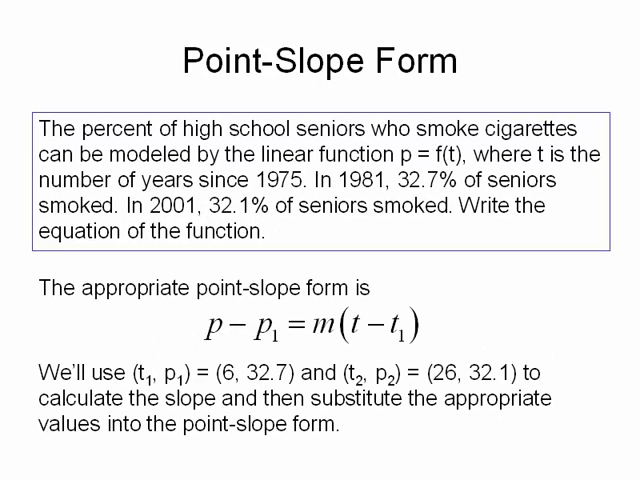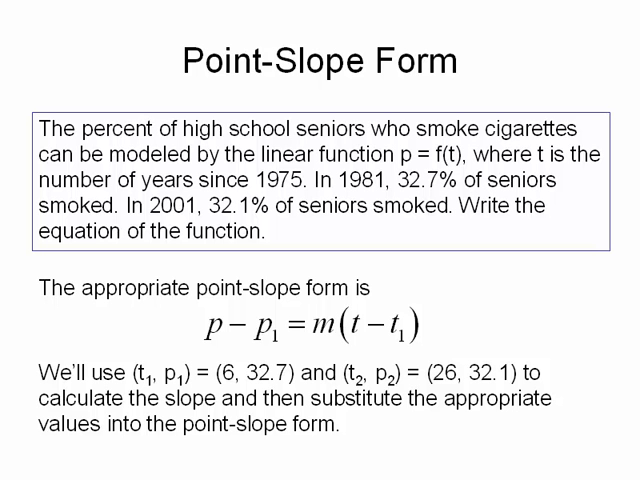Let's go ahead and try the point-slope form on an applied problem. The percent of high school seniors who smoke cigarettes can be modeled by the linear function p equals f of t, where t is the number of years since 1975. In 1981, 32.7% of seniors smoked. In 2001, 32.1% of seniors smoked. Write the equation of this function.